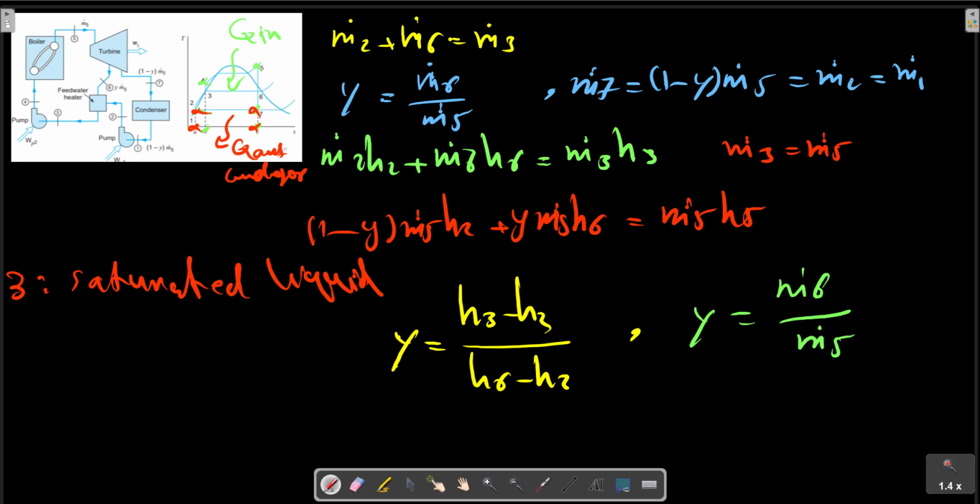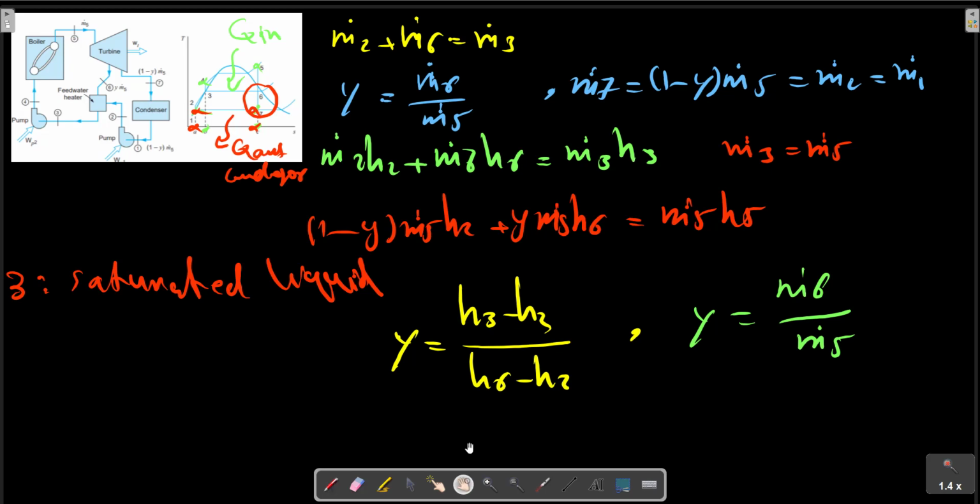Between stages 6 and 7, only part of the steam is flowing through the turbine. The example is available in the example solution part.